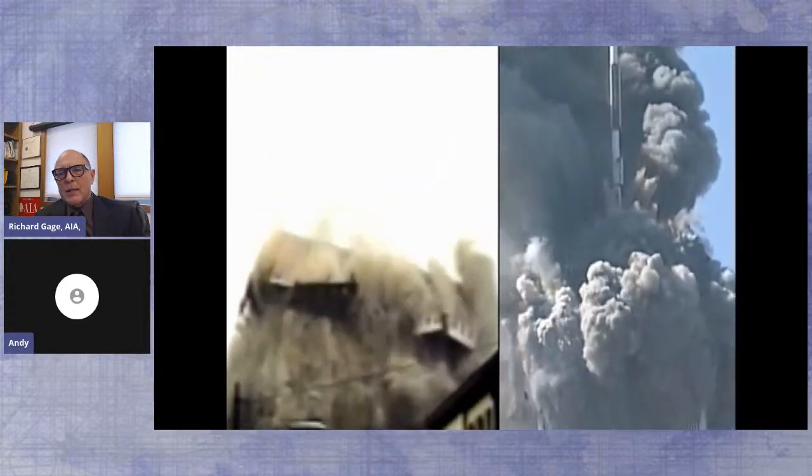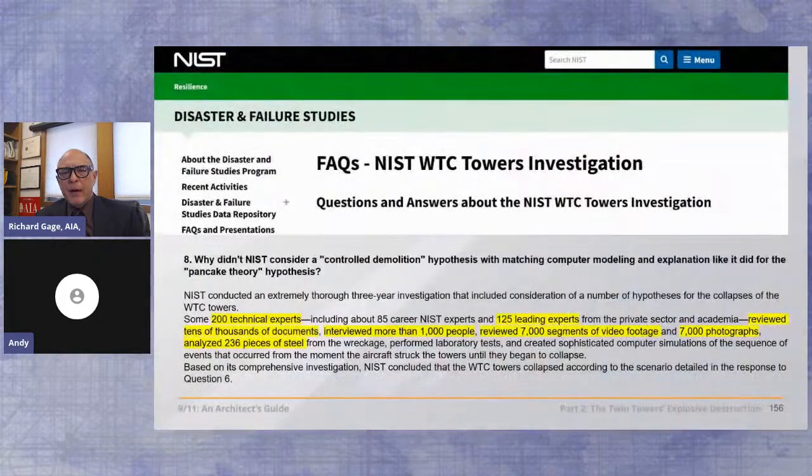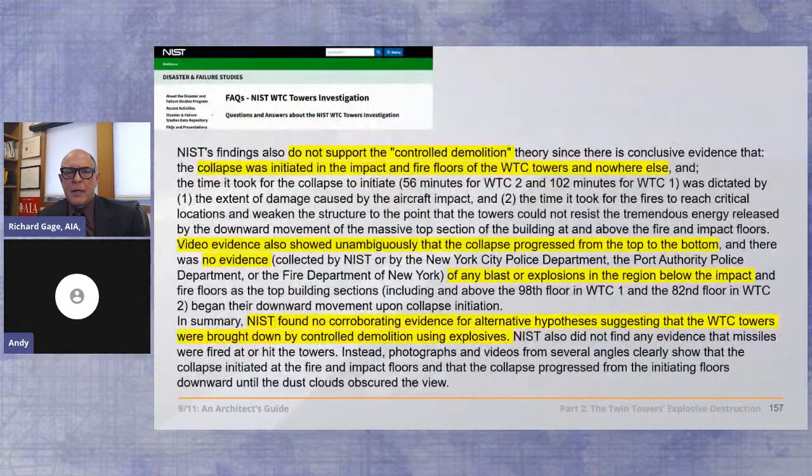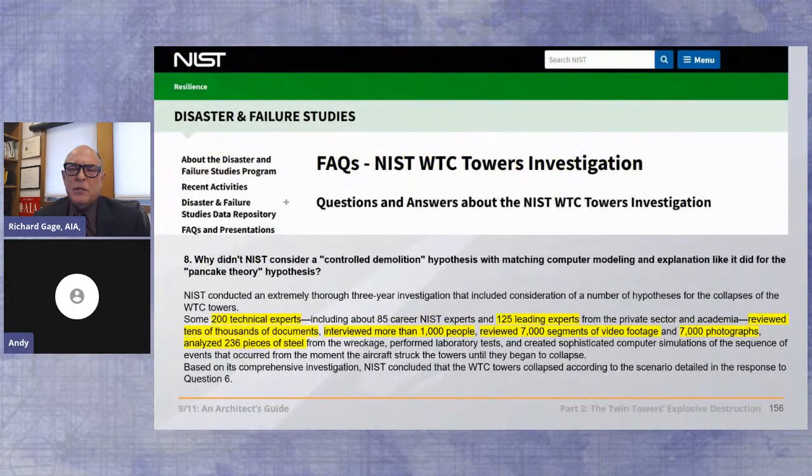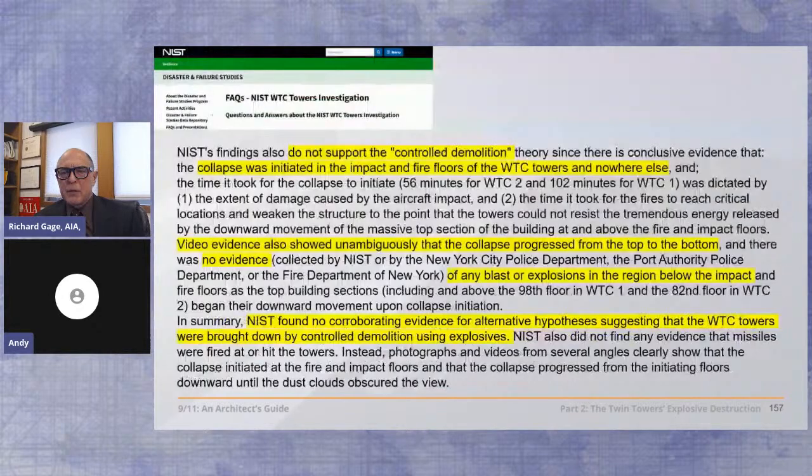But no, it was relegated to a series of very frequently asked questions of NIST and published only years later on their website. What do they say? Well, the question is, why didn't NIST consider the controlled demolition hypothesis?